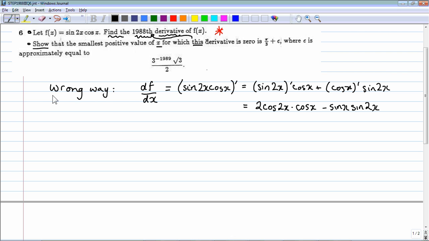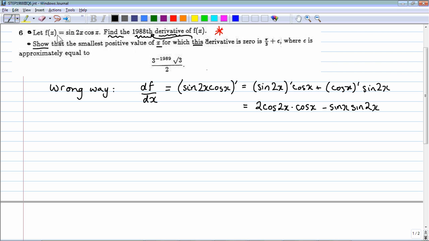So when I say wrong way, what way is this? You might think, well, don't be ridiculous, you can't just differentiate it once and then differentiate it 1988 times. No, of course I don't intend that, but one approach to a problem like this is a kind of a hope approach, which is that if you need to do something a large number of times, it might be the case that if you do it 2 or 3 times, you spot some simple pattern.